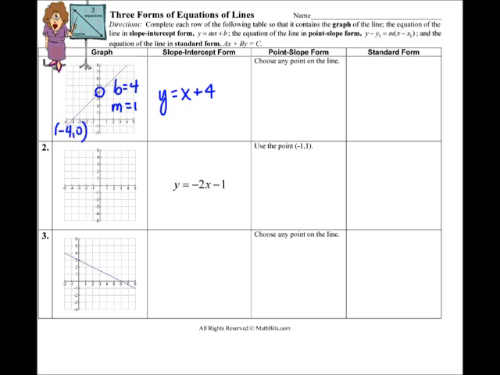Then to write that in point slope, I would have to locate a point on the line. So I see the point 3, 7 pretty clearly. It's hard to see on this, but hopefully your paper copy is better. And so using the point 3, 7, I would write y minus 7 equals 1 times the quantity x minus 3. And no, you don't have to have the 1 there. So in standard form, that would just be x minus y equals 4.